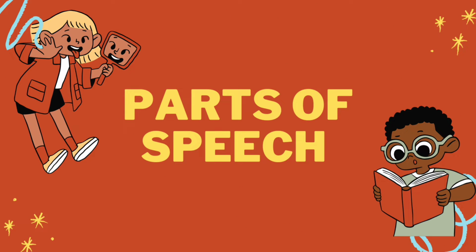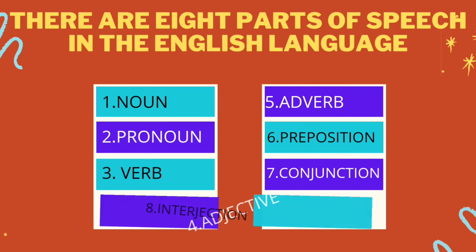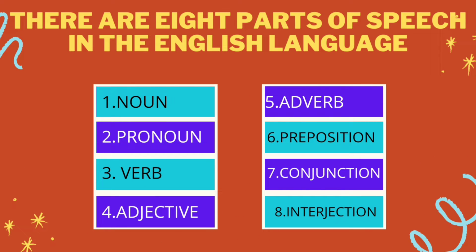Today we are going to understand the concept of parts of speech. According to Merriam-Webster, the definition of parts of speech is a traditional class of words such as adjective, adverb, noun and verb, distinguished according to the kind of the idea denoted and the function performed in a sentence. There are 8 parts of speech in the English language: noun, pronoun, verb, adjective, adverb, preposition, conjunction, and interjection.